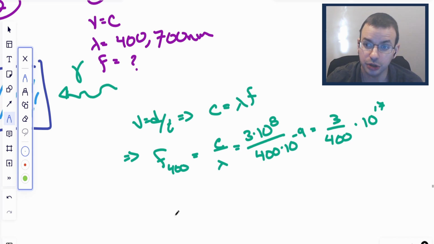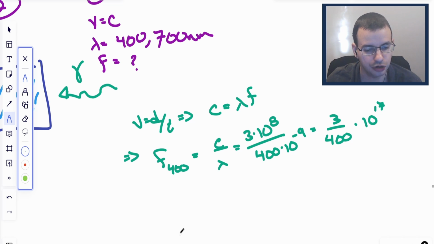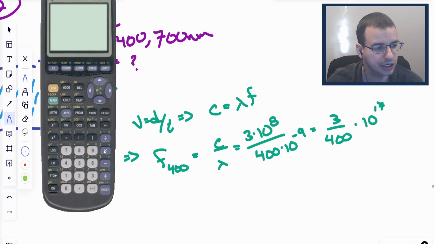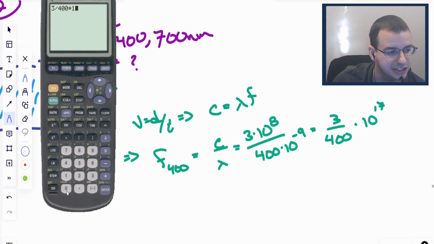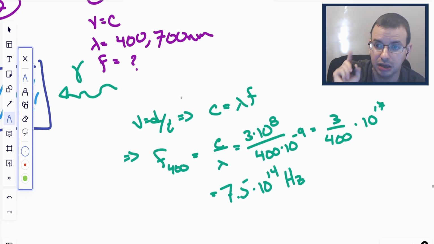When you convert a base and an exponent from denominator to numerator, you basically just switch the sign. So this becomes 10 to the 8th times 10 to the 9th, which is 10 to the 17th. All right, 3 divided by 400, multiplied by 10 to the 17th. That gives us 7.5 times 10 to the 14th, and that's going to be hertz.